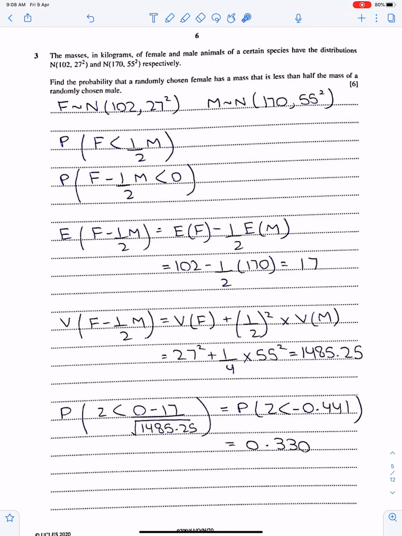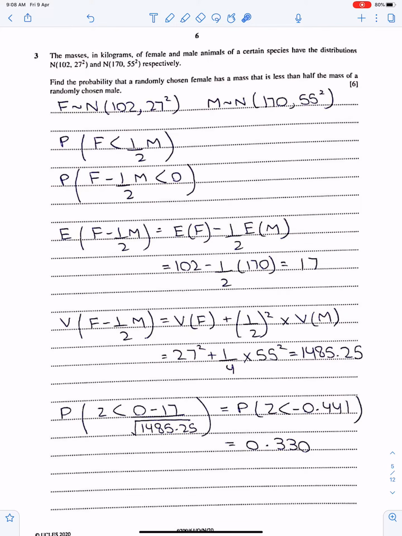Question number 3. The masses in kgs of female and male animals of a certain species have normal distributions. Find the probability that a randomly chosen female has a mass that is less than half the mass of a randomly chosen male. This is so simple. F is less than half M, and this half is the multiple of M. So you need to bring this half M on the left side. So we need this probability. We have to find this. But before that, we need to find the expectation and variance of this.